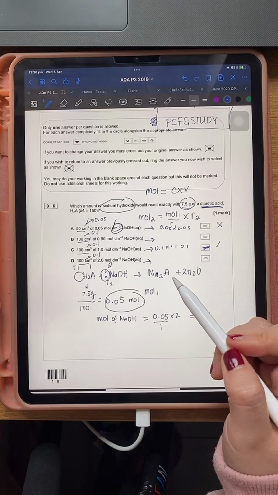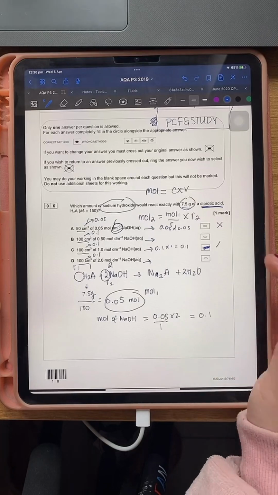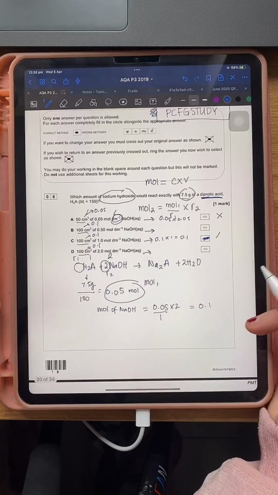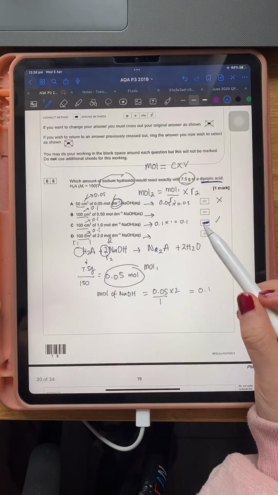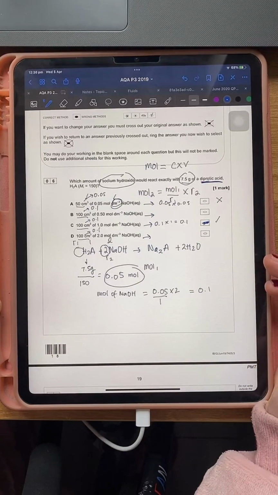Okay. So you get the answer there, which is C. Questions? Okay, let's move on to the next one.